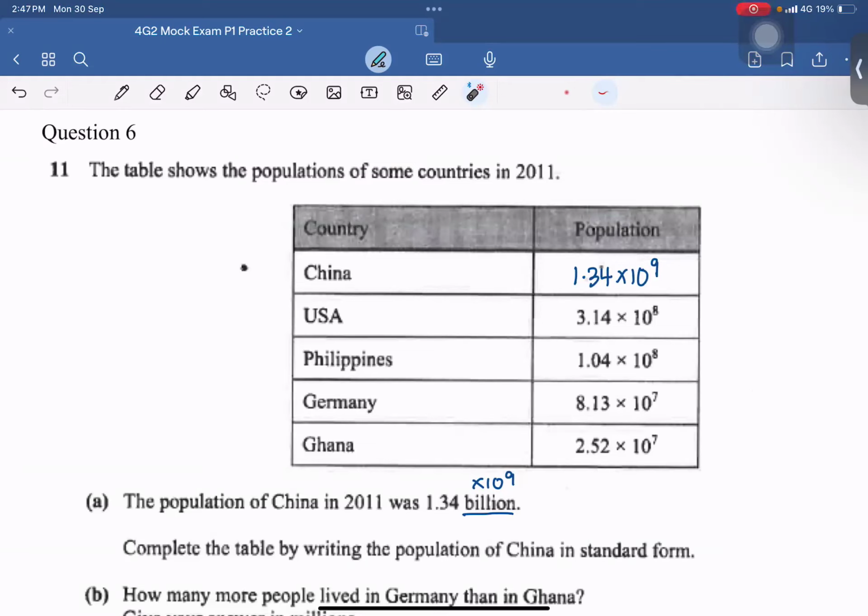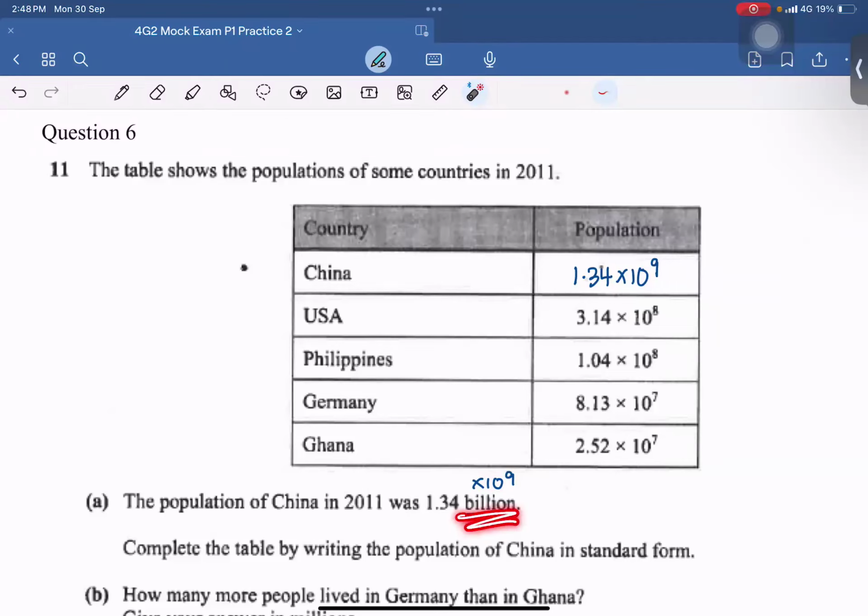Okay. Next question, highlight. Why did I purposely choose this question? Number one, it involves standard form. It involves addition and subtraction of some numbers. Number two, just now I highlighted the word million. Now I want to highlight the word billion. Million, billion and so on increase by power of 3. So million is power 6, and billion is power 9.